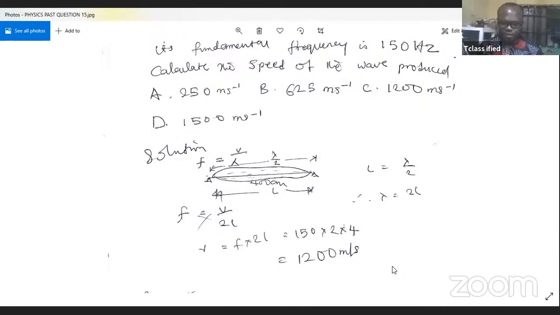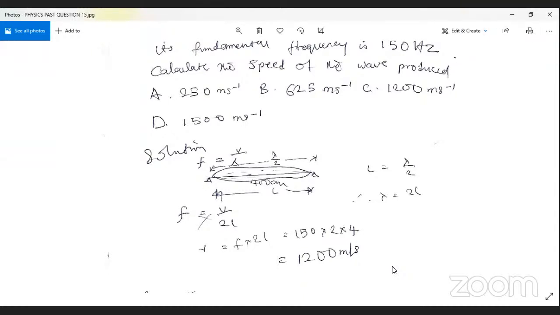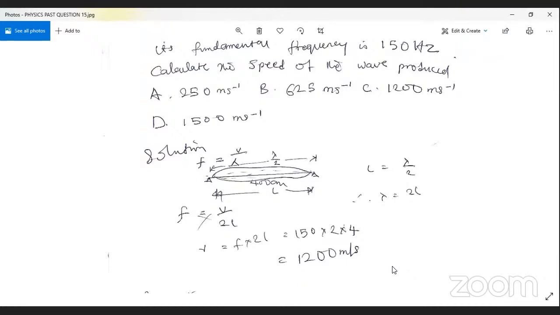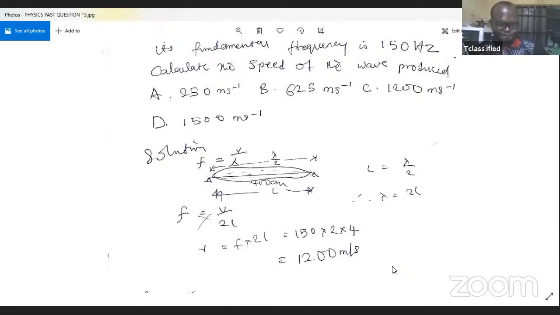If you're done writing, let me move on if you understand it. Sorry, between 2 fixed points? You say? I was asking how did we know that it will be V over 2L? Because there's also another one for V over L. V over what?